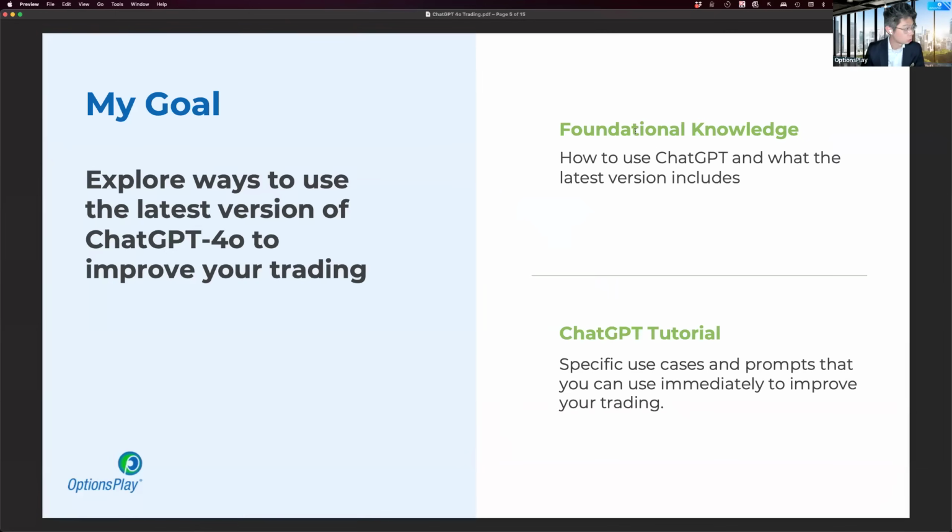So what I'll do is I'll start off by talking a little bit about how to use the latest version of ChatGPT-4o to improve your trading. We're going to talk about how to use ChatGPT and what the latest version includes if you are brand new to ChatGPT. And then specifically, we're going to look at use cases and specific prompts that we have built to help you immediately improve your trading.